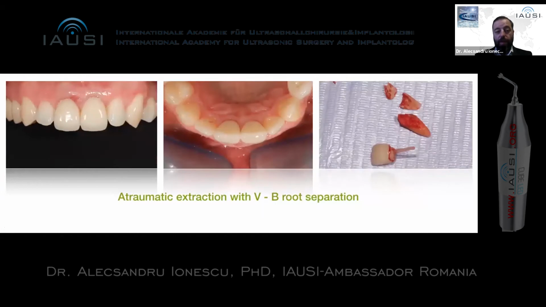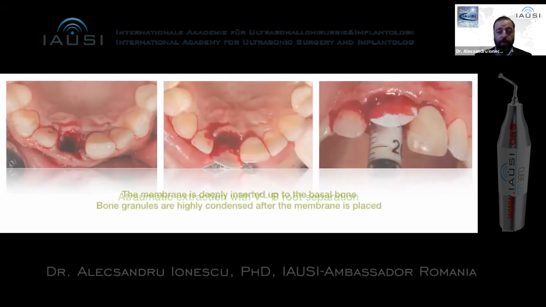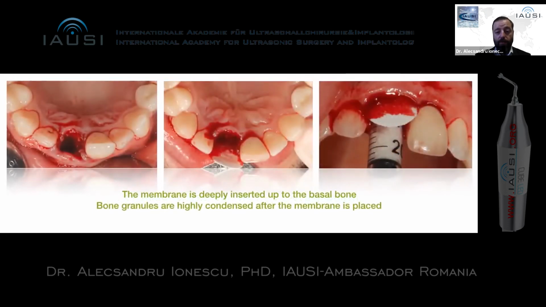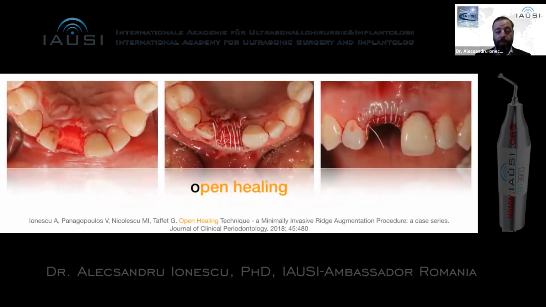So this is a clinical case where we did an atraumatic extraction, and we had no buccal bone. So we had to insert the membrane very deep, and then we put the bios granules in a very thin syringe, and we were pressing the granules to fix the membrane apically. Then we turned the membrane to the palate, and we did the continuous suture with a PTFE suture.